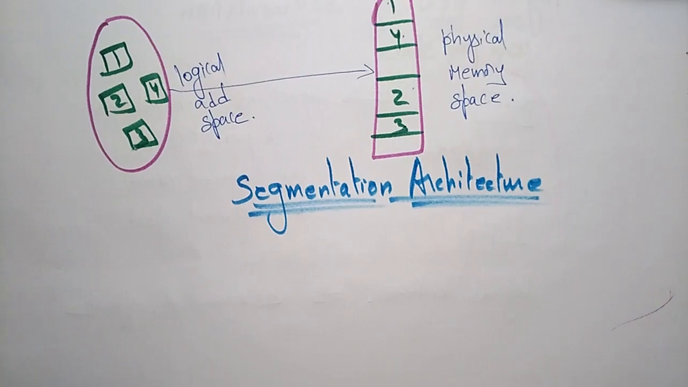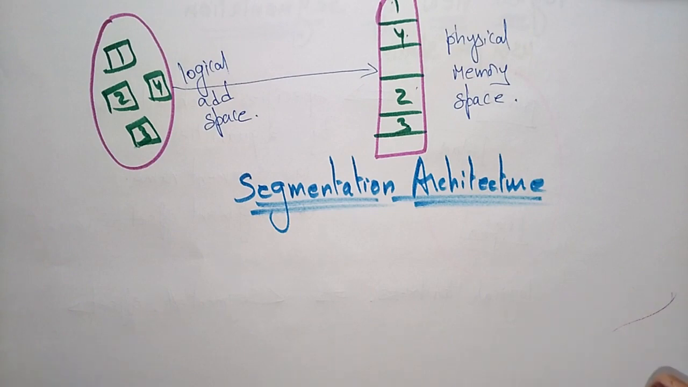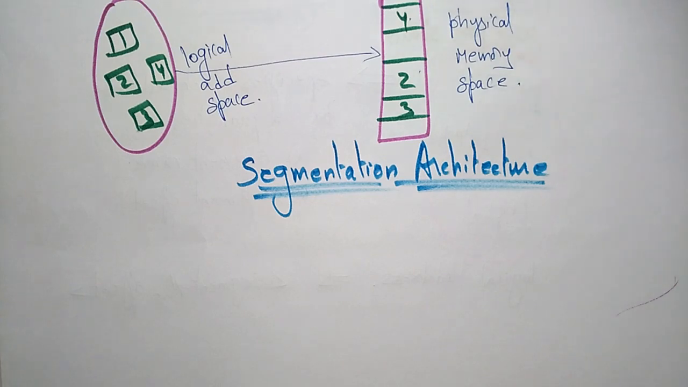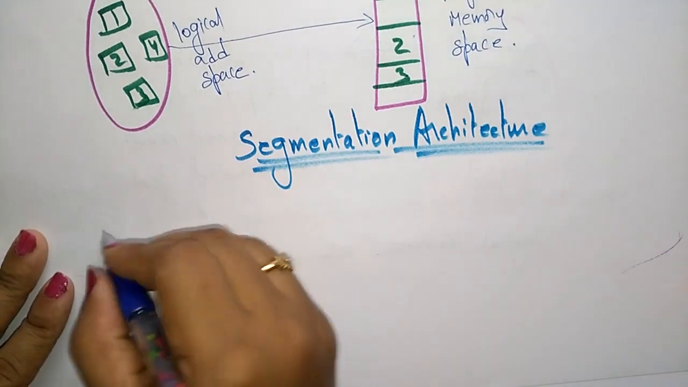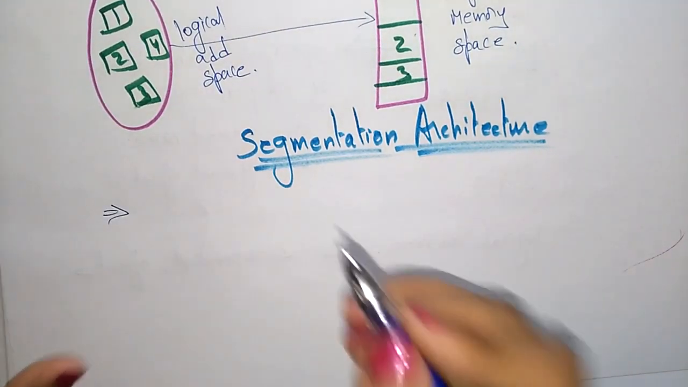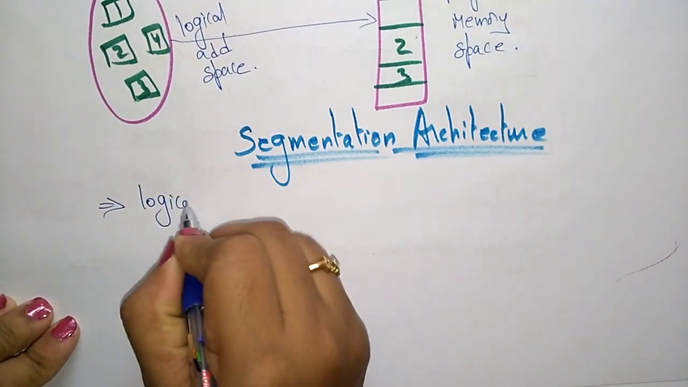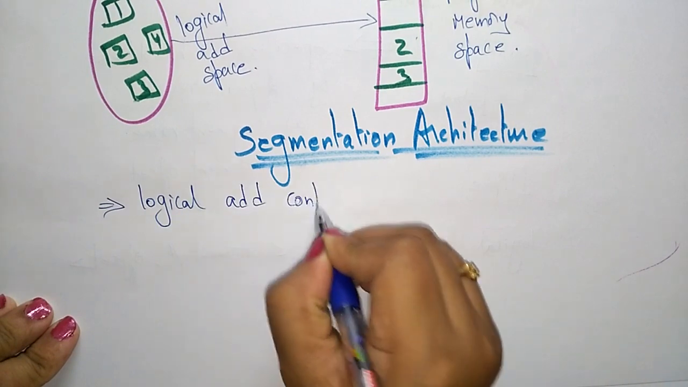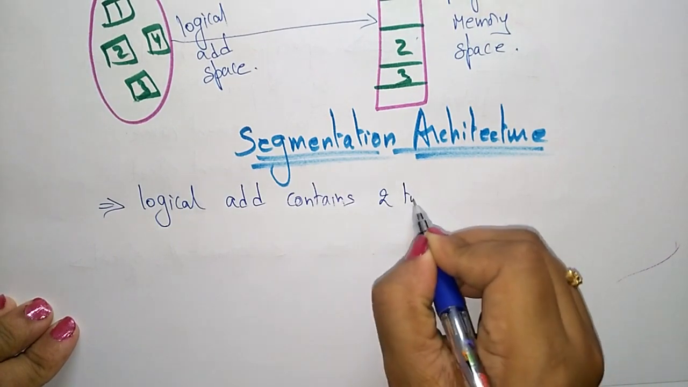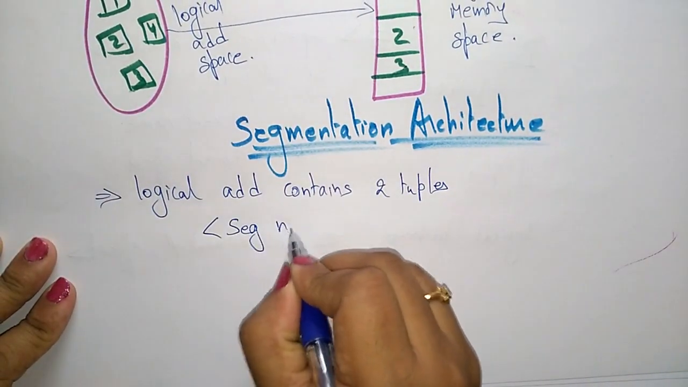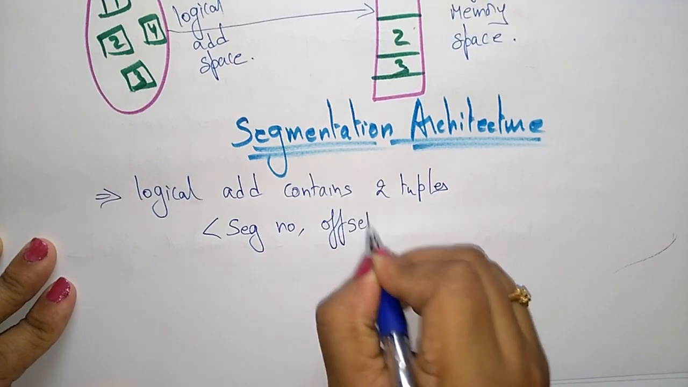Hi students, welcome back. In the previous video I explained segmentation. Now let us see the segmentation architecture with an example, so you'll understand what exactly segmentation performs in the concept of logical address and physical address. I explained that in segmentation, the segment is always stored in the logical unit. This logical address contains two tuples: the segment number or name, and the offset.